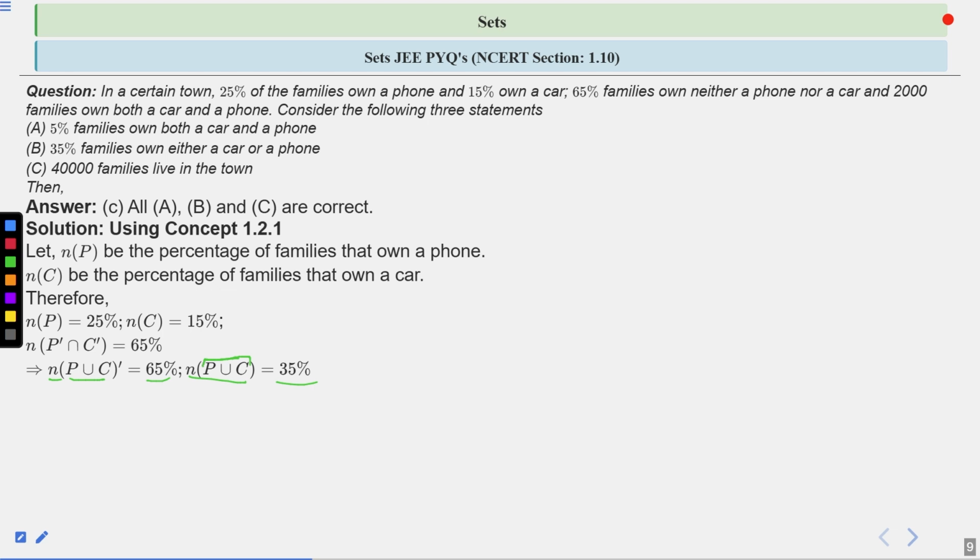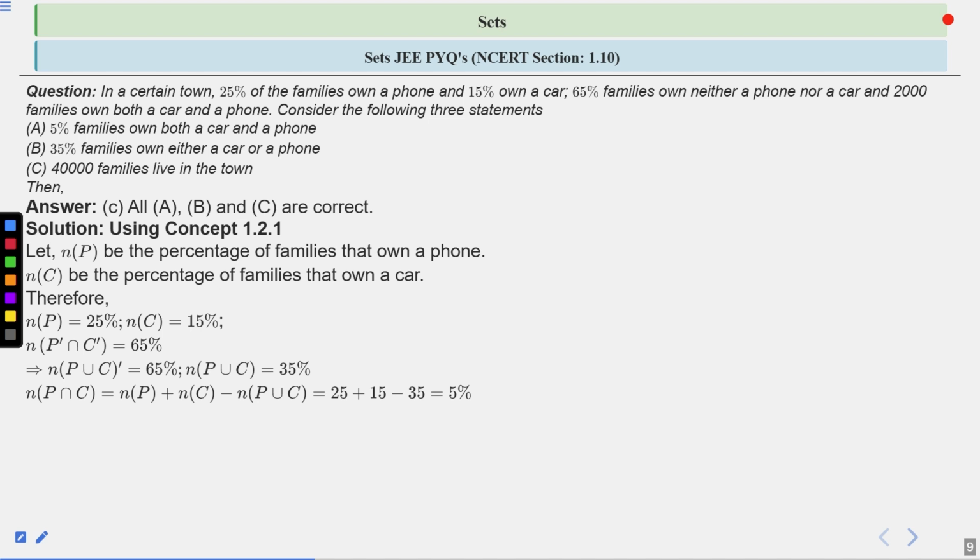Inverse what this represents. Very simple. P shows families that own a phone, and C shows families that own a car. So what we are having is simply families either owning a phone or a car.